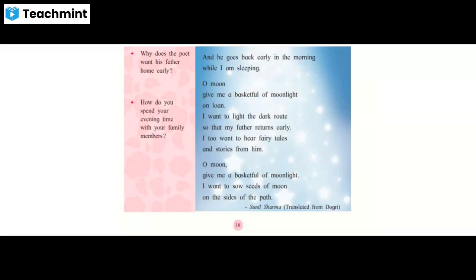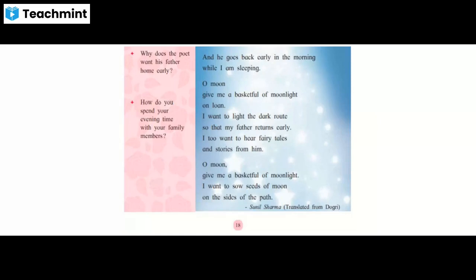Last stanza, O moon, give me a basketful of moonlight. It's also an example of apostrophe. Here, the child addresses the moon. And the last two lines, I want to sow seeds of moon on the sides of the path. This is an example of alliteration because sow begins with s, seeds begins with s, sides begins with s. So the s sound is repeated for greater musical effect. That's why the figure of speech is alliteration.